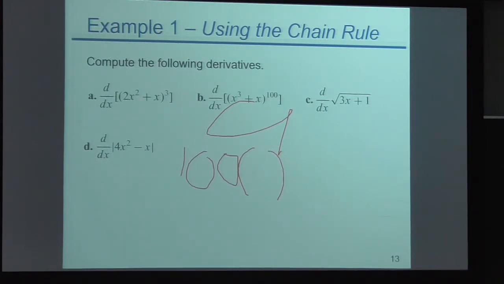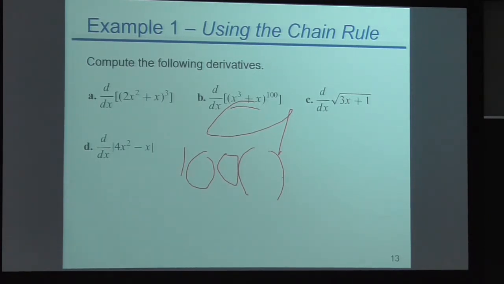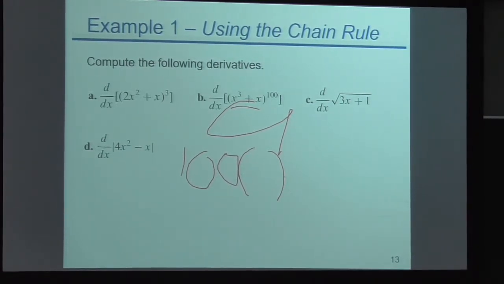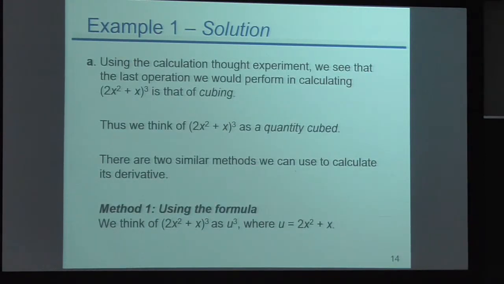Okay, 100 something to the 99th power times what? Over here, times what? The derivative of the inside, which is the derivative of that, which is 3x squared plus 1. Okay? So that's the chain rule in action. Okay, so that was a quick review about the chain rule.